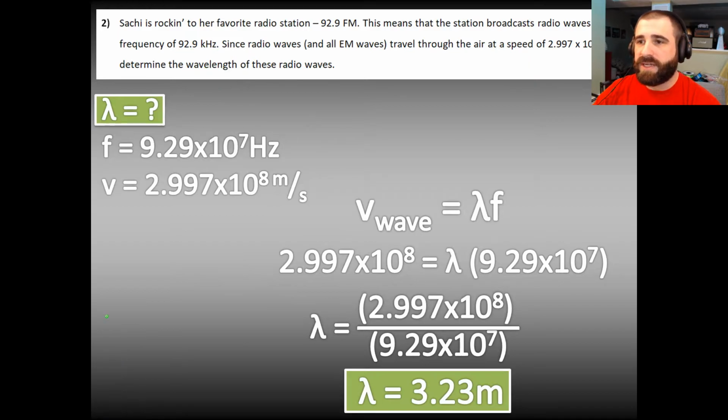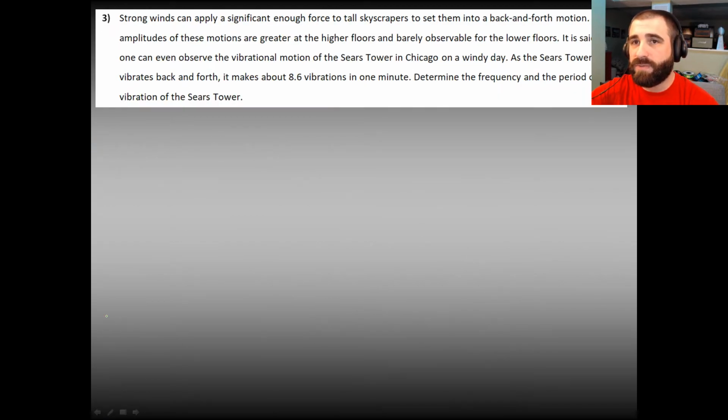All right, erase all link on the slide. Let's go to the next one. Strong winds can apply a significant force to tall skyscrapers to set them into back and forth motion. Again, so we're in harmonic motion. We're not talking waves, harmonic motion. The amplitude of these motions are greater at the high floors and barely observable for the lower floors. It is said that one can even observe the vibrational motion of the Sears Tower in Chicago on a windy day, which I think is not called the Sears Tower anymore, but oh well.